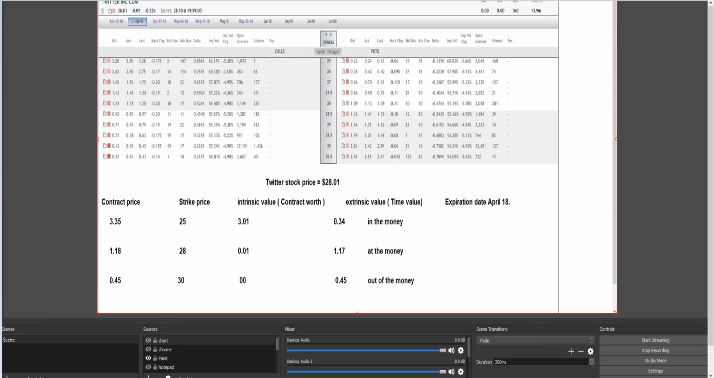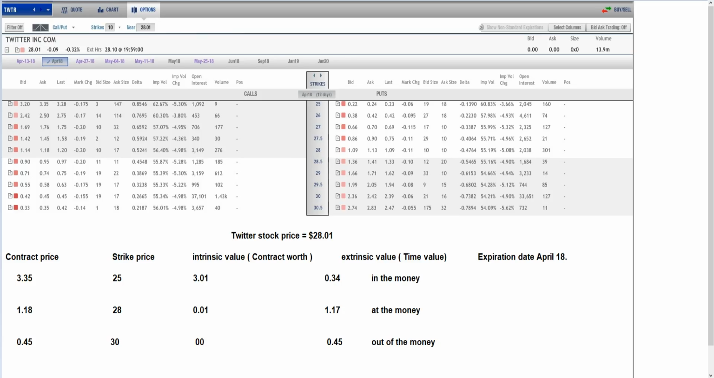Now, as you can see, we have the chain showing you here, just an example, showing you here the calls. If you think that the market will be going up, let's say Twitter, you think that Twitter is going up, you buy a call. But if you think that Twitter is going down, you buy what we call a put.